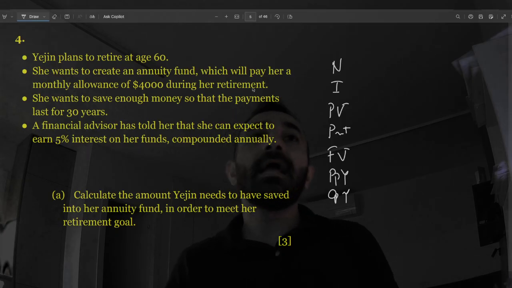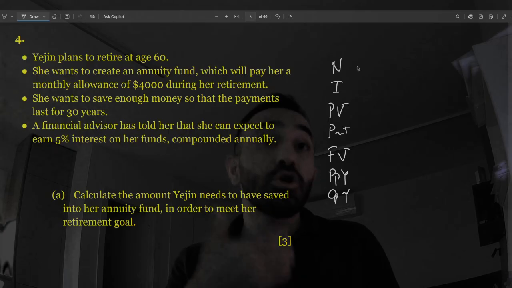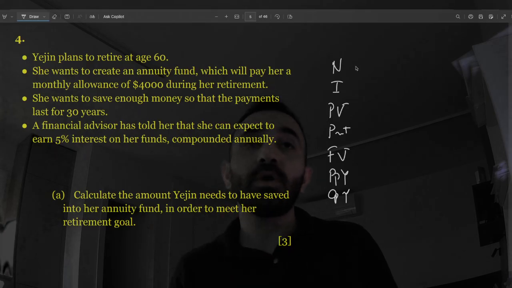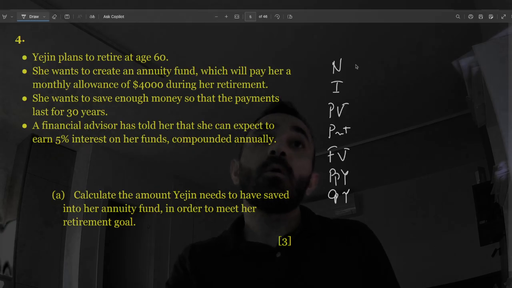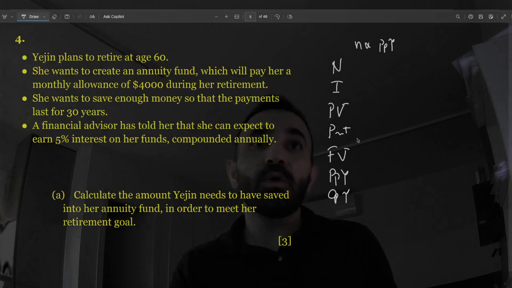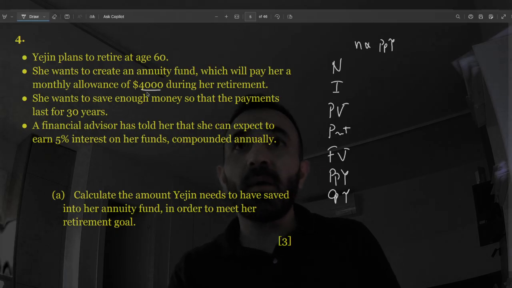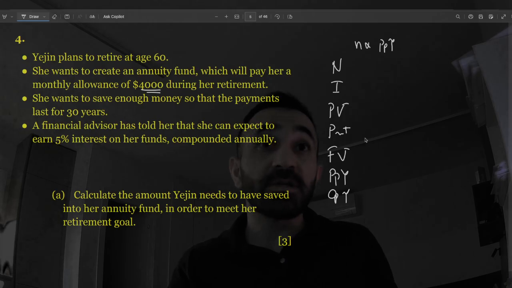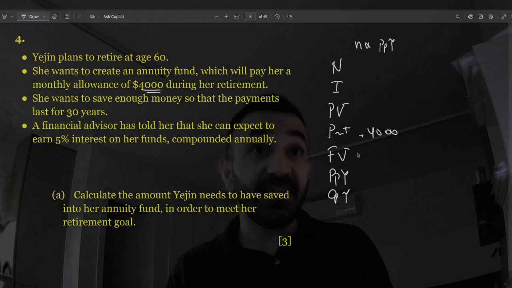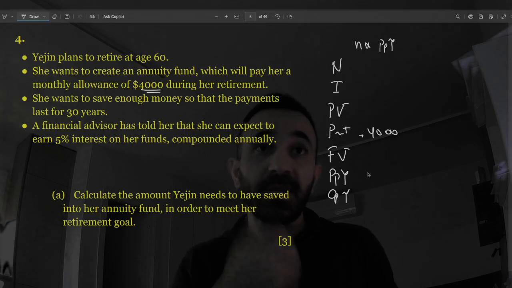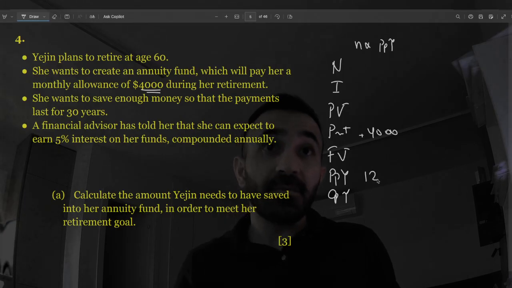Okay. So we're going to complete this table. Please pause this video and try to complete this table on your own. Okay. Now, let's go. N is the number of years times PPY. What is the regular payment? I'm going to get $4,000. So the payment amount is 4,000. It's positive. Why? Because I'm going to get money from the bank or the insurance company, 12 times a year.